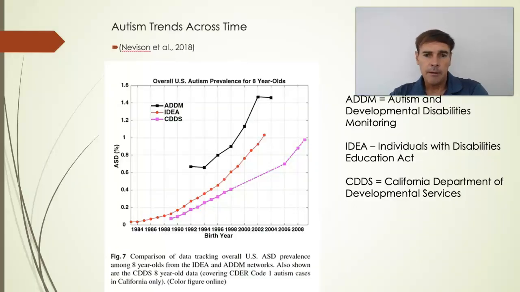So this is a graph from the California Department of Developmental Services tracking data from about 1984 till 2008, and you can see there's a pretty rapid uptick in cases. Granted, this is just one state, but it's probably reflective of most of the world, or at least developed nations. So yeah, you can see the incidence and prevalence of autism has been increasing quite dramatically.